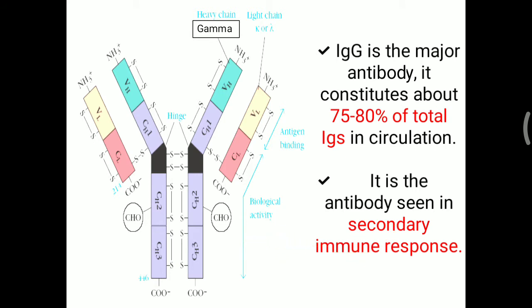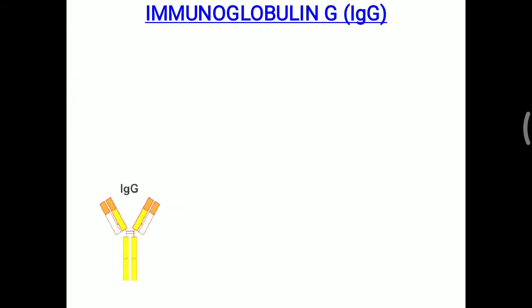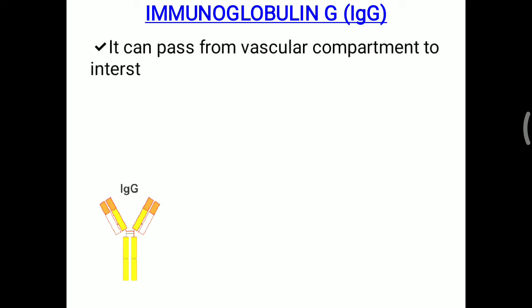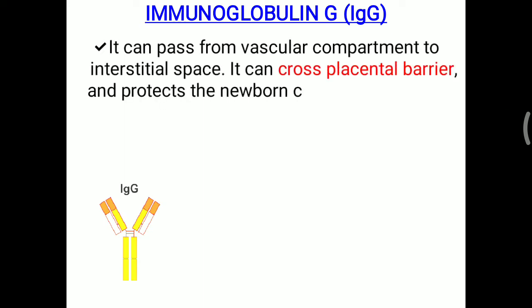Whenever an antigen or bacteria enters for the first time, that will lead to the primary immune response. When that same antigen or bacteria enters the body for the second time, the immune response is called a secondary immune response. And mostly in this secondary immune response, this IgG antibody is present. Due to the variable region of immunoglobulin G, it is possible to make an enormous number of immunoglobulin G. Further, it can pass from the vascular compartment to the interstitial space.